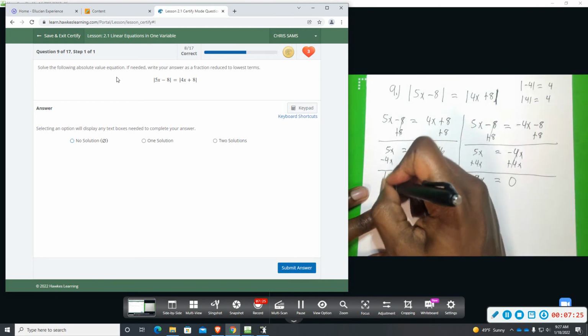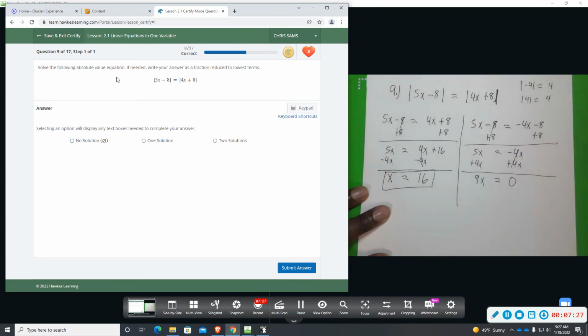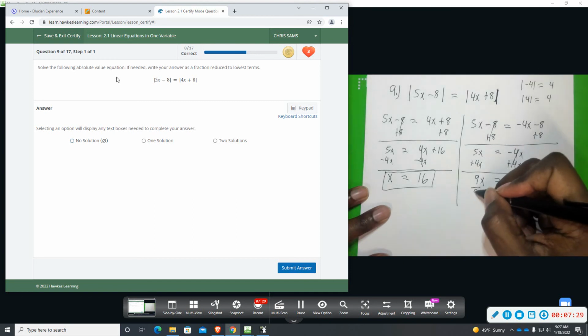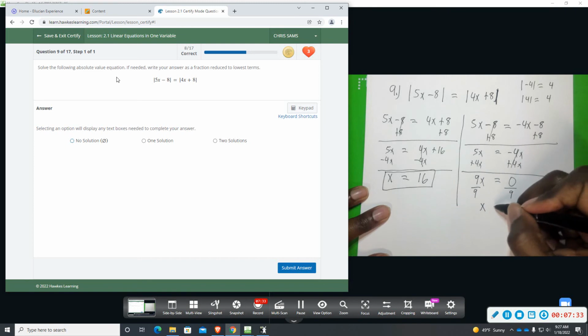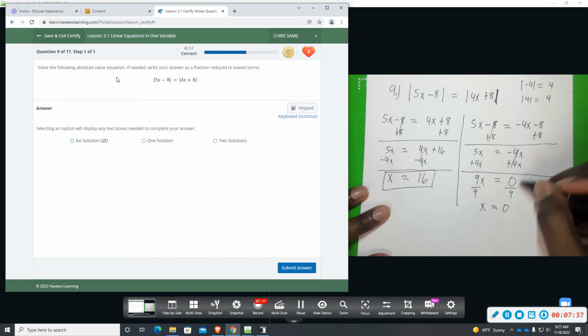So here's one solution: x equals 16. And then over here when we divide by 9, we get that x equals 0 divided by 9, which is 0. You can put 0 on the top, but you cannot put 0 on the bottom. Remember that. So we get 16 and 0.